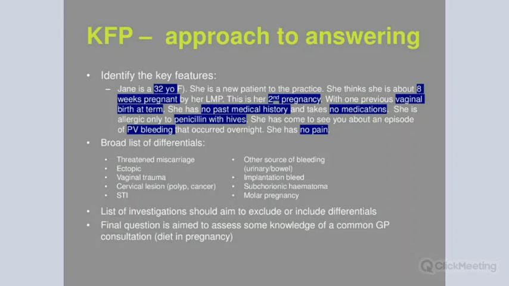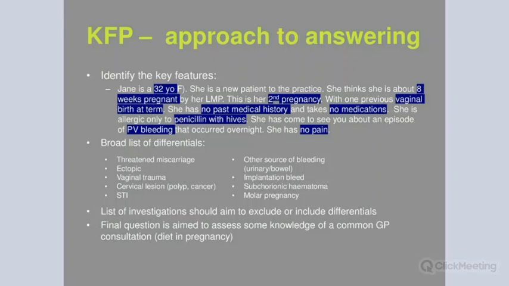I think the other thing to note about the KFP is trying not to group your answers. So show that you know that there's a broad range of differentials, rather than writing threatened miscarriage, ectopic, and then cervical polyp or cervical cancer. That's not really demonstrating that you know that there's other causes, because you've listed 2 cervical causes of vaginal bleeding. And although they're both right, they would argue that that's a grouped answer, so they're too similar to each other.